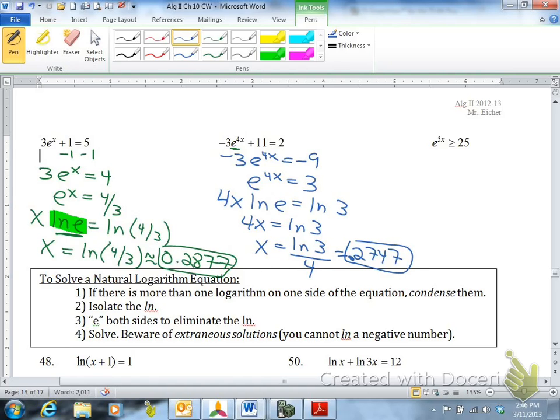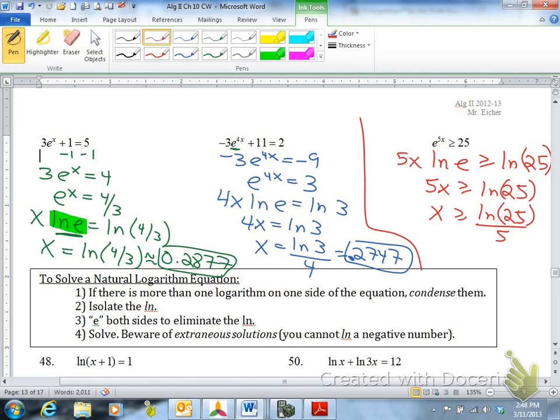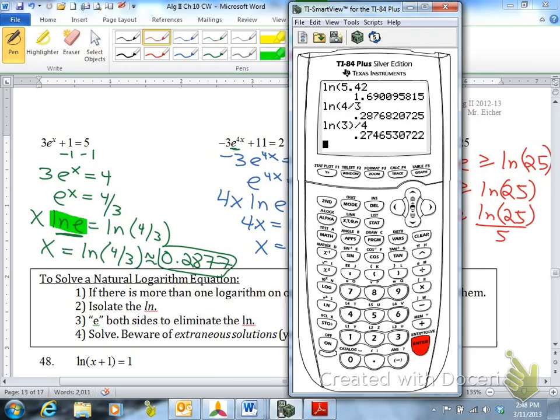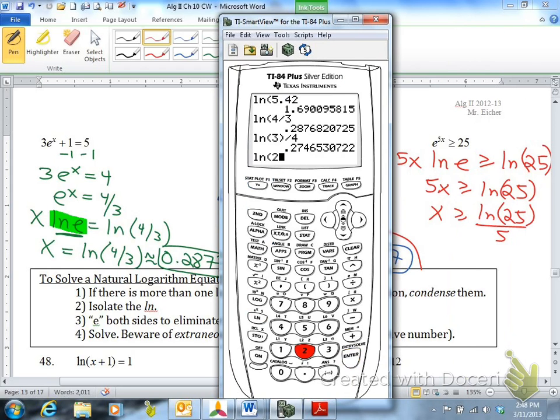And pause this video, see if you get the next answer. So be careful when you type it in your calculator. The answer would be ln 25, parenthesis, and then divided by 5. So that would be 0.6437.